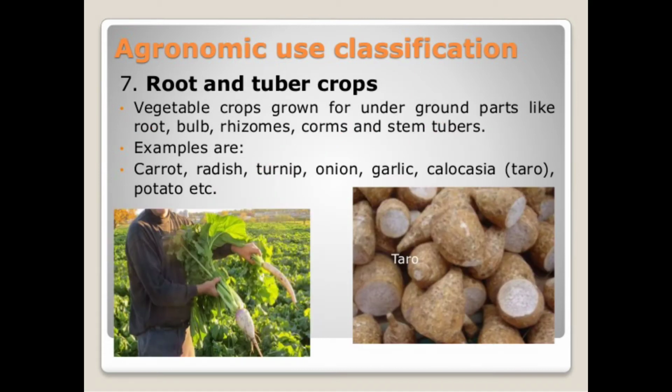Then roots or tuber crops. Roots or tuber crops are vegetable crops grown for underground parts like roots, bulbs, rhizomes, corms and stems, tubers. Examples are carrot, radish, turnip, onion, garlic, and potato, which is a tuber or root crop.